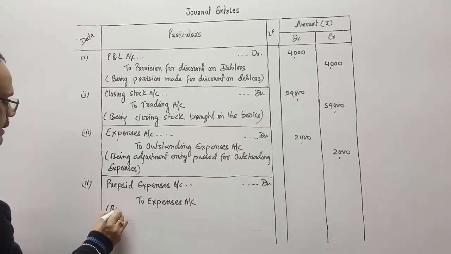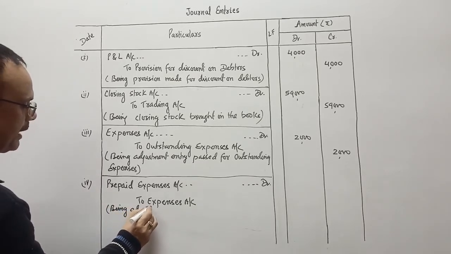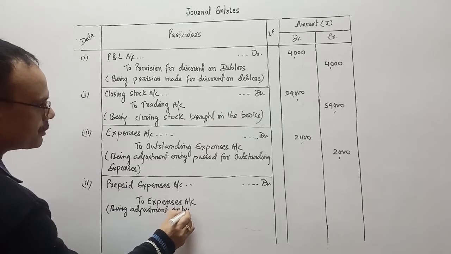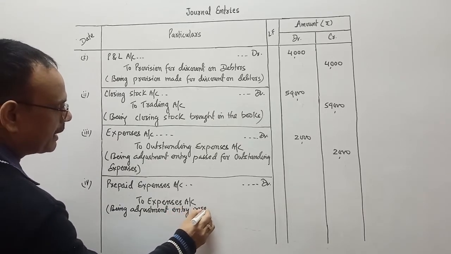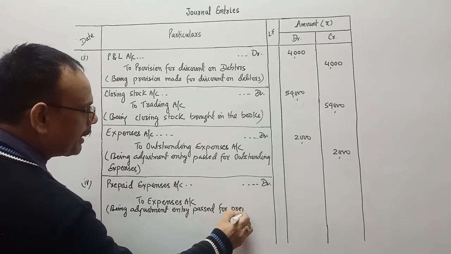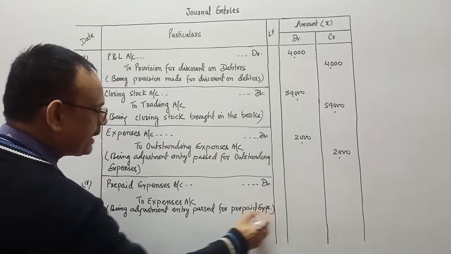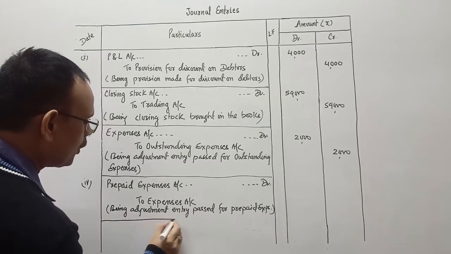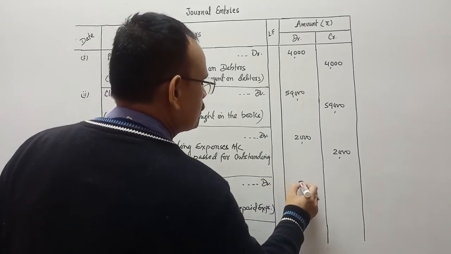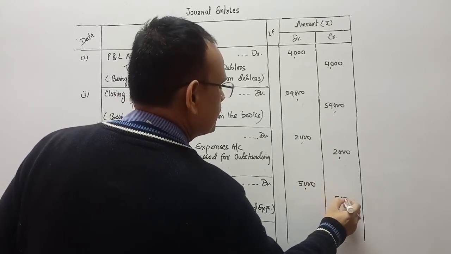Narration will be: being adjustment entry passed for prepaid expenses. Suppose prepaid expenses is 5,000, so you write 5,000 in the debit and 5,000 in the credit.